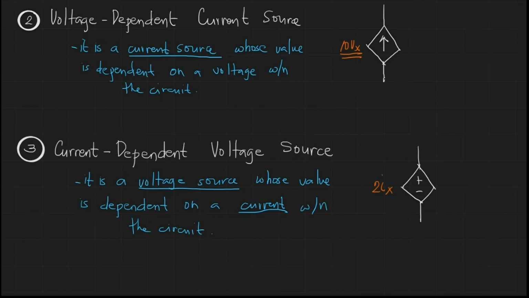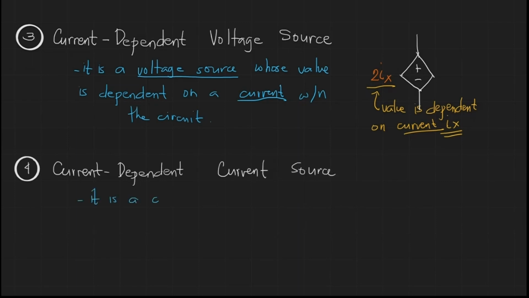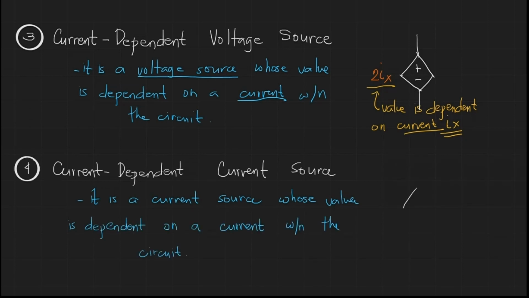So Ix is a current, therefore it is a current dependent voltage source. Its value is dependent on current, which is Ix. Let's continue. For number 4 type of source, we have the current dependent current source, CDCS. In this particular case, it is a current source whose value is dependent on a value of current within the circuit. So again, it is a diamond.